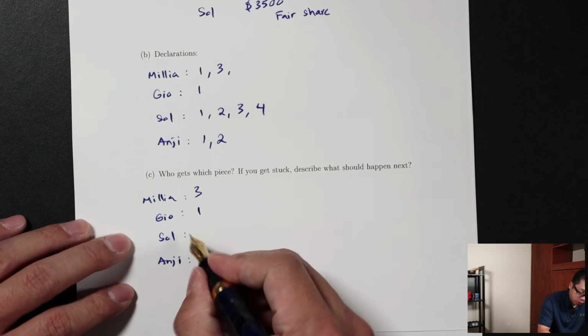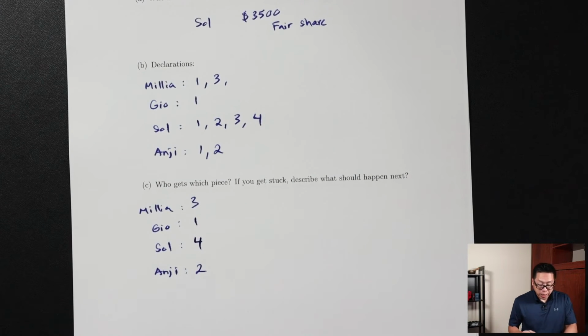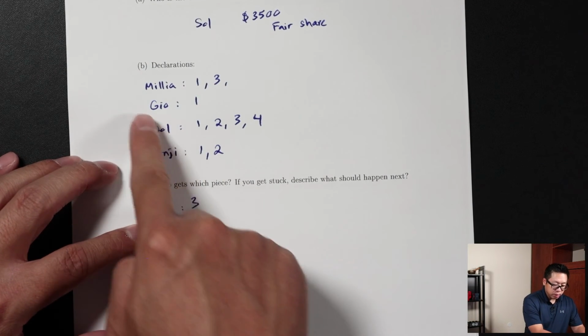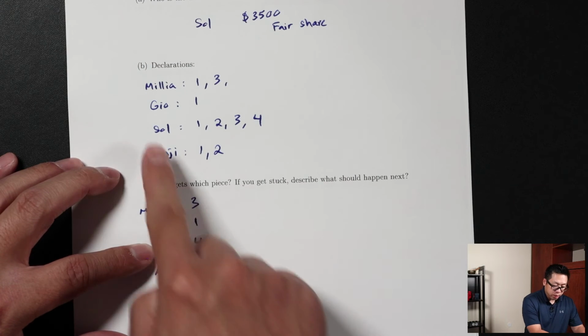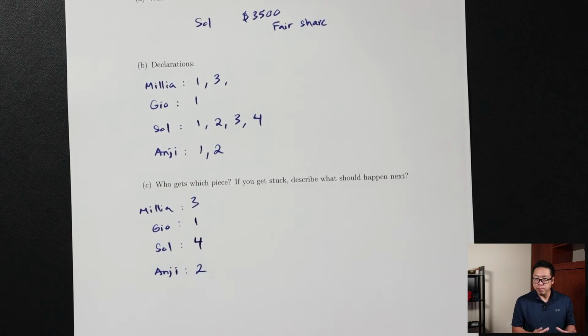4, right? So 4, looks like we're done. So we were able to give everybody a piece that was on their list. So Milia, 3, which is on her list. Gio, 1 on her list. Sol, 4 on his list. And Angie, 2 on the list. Everybody's going to be happy.